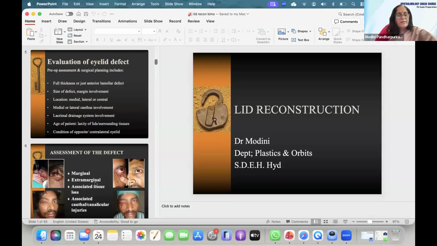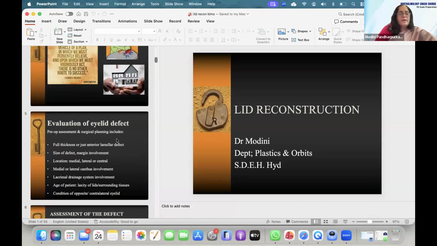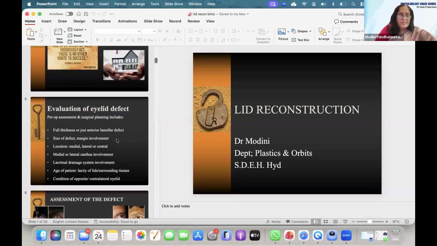And I always like to, in the beginning of reconstruction, read this line by Jack Mustarde, who wrote it in 1916, a very old line, but which holds good even today. He says, when the eye is still present, reconstruction of an eyelid or even a part of it requires a minimum of 3 layers. We know very well that the lid has 3 layers: an outer layer, an inner layer of mucosa, and a semi-rigid skeleton between them. This holds good even for today. And based on these sentences, all our principles are going to follow what Jack Mustarde said way back then.